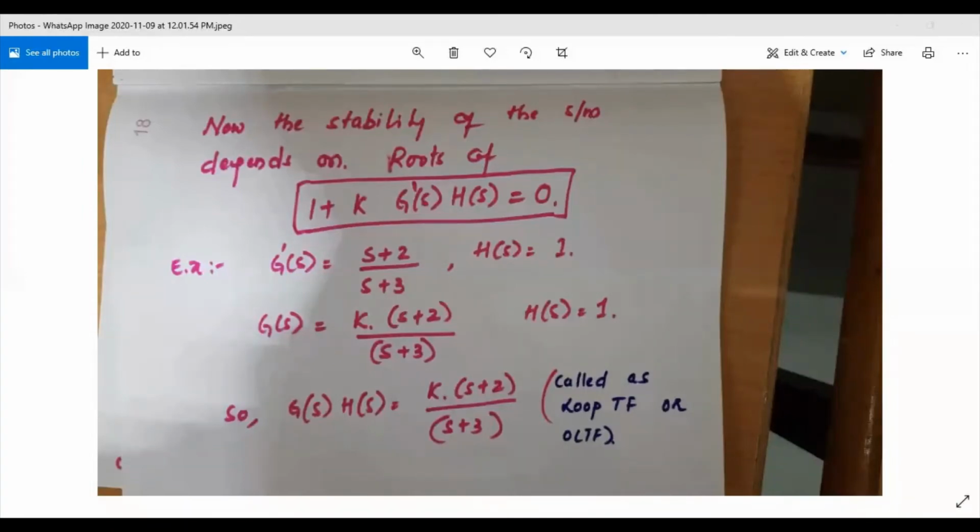So g dash and k are gone and g of s has appeared here. So 1 plus g of s h of s is the denominator. So k into g dash is replaced by g of s. So let me write those transfer functions. So g of s is k into s plus 2 divided by s plus 3, and 1 plus g of s h of s is 1 plus k into s plus 2 divided by s plus 3 into 1.